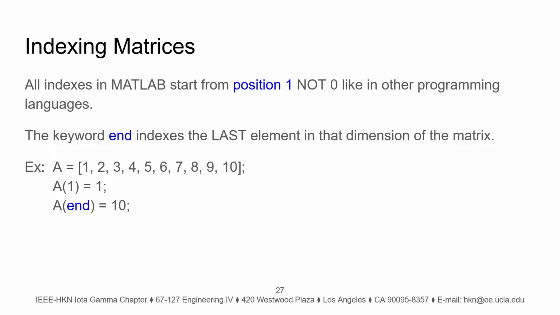A very important note, all indexes in MATLAB start from position 1, not 0 like in other programming languages like C++ or Python. The keyword end indexes the last element in that dimension of the matrix. For example, here we have A(1) equals 1, the first item, and A(end) results in 10, which is the last item in the array.